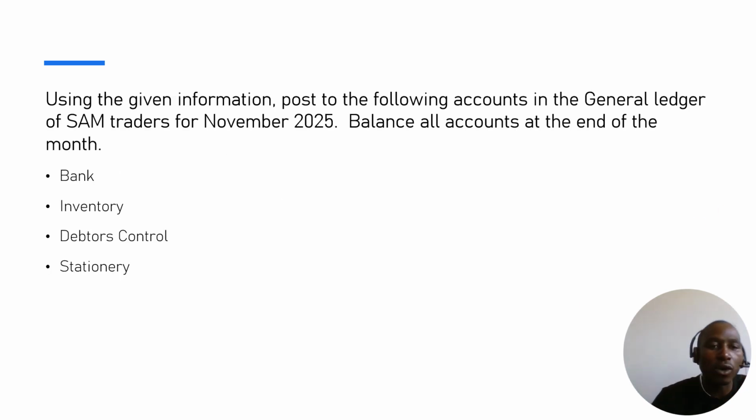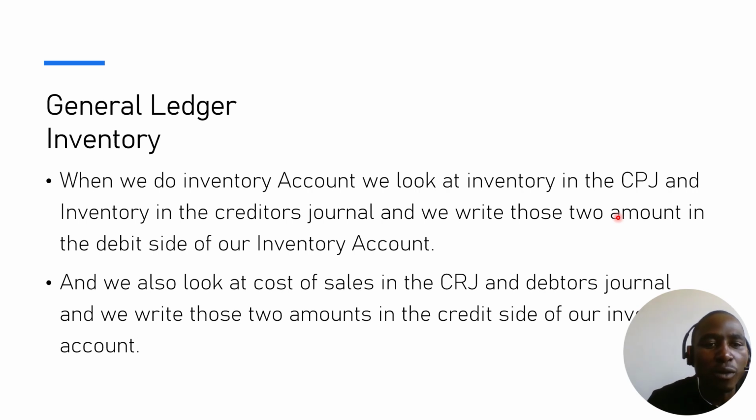But now we were also asked to complete the inventory account of Sam Traders for November 2025. How do we do the inventory account? Now, when we do the inventory account, we look at the inventory in the CPJ and the inventory in the creditors journal, and we write those two amounts on the debit side of our inventory account.